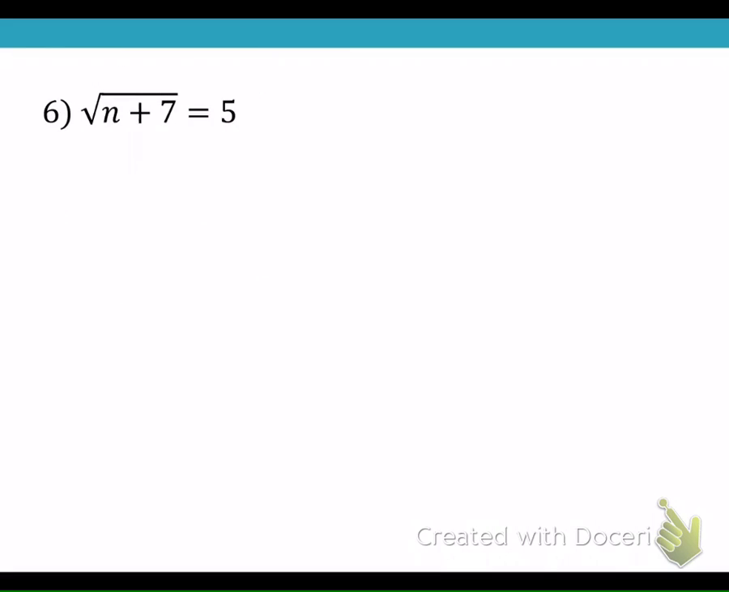All right, here's number 6. These go pretty quick though. All right, do you see how this whole thing has a square root? How do you undo a square root? Square it. So now I'm going to square both sides. The n plus 7 is left on the left. What is 5 squared? 25.